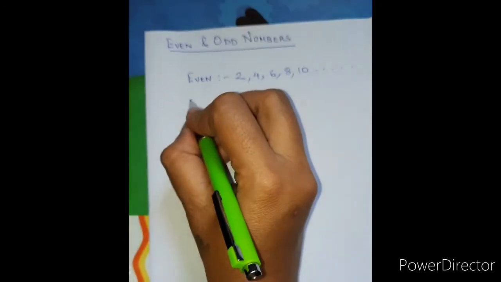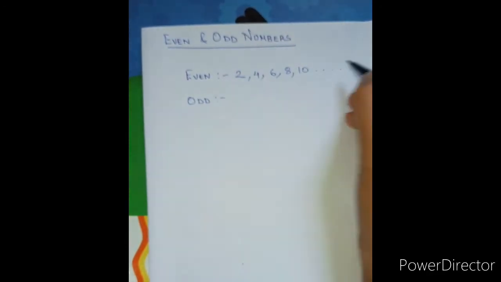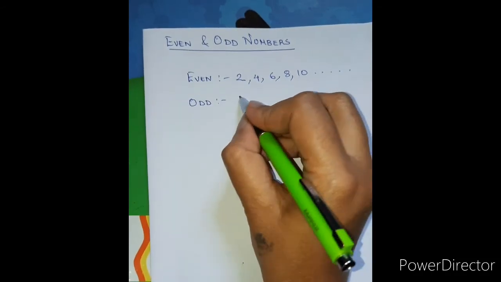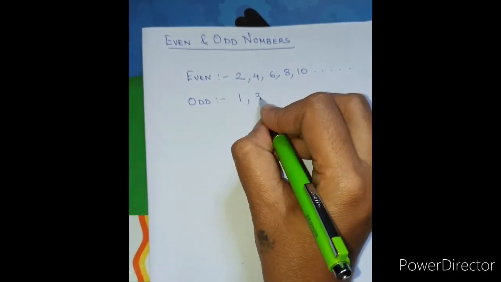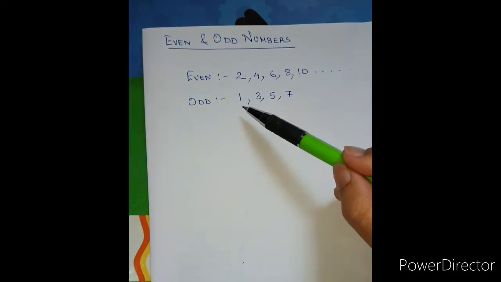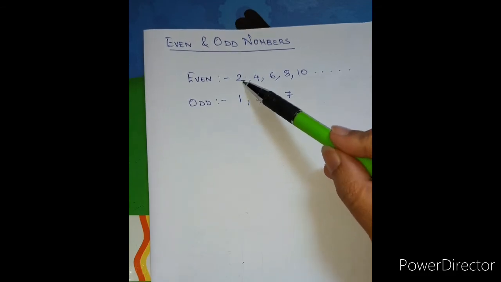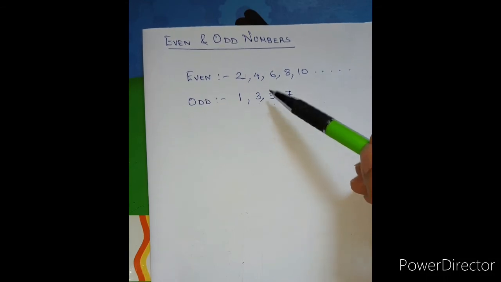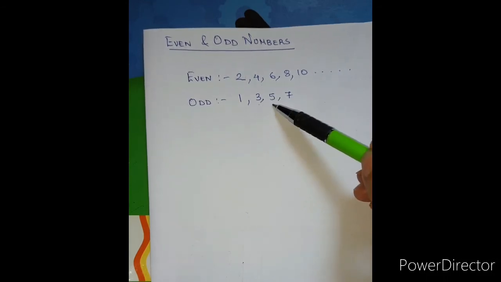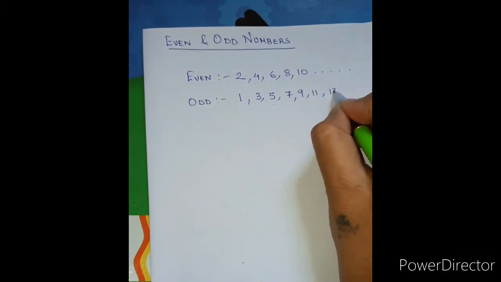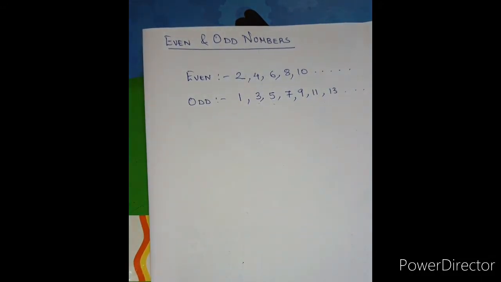And odd numbers will be the numbers which are not coming in this list. That will be starting from 1, 3, 5, 7. You can see the alternate numbers. Between 1 and 3 is 2, which is an even number. Between 3 and 5 is 4, which is an even number. 3 and 5 are odd numbers. Then 9, 11, 13 and so on. So these are even and odd numbers.